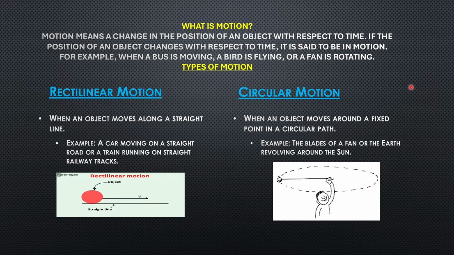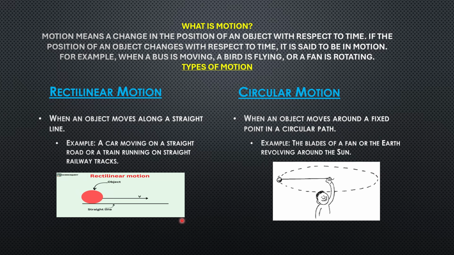Right? Now there are many types of motion. In this chapter we are going to study particular types of motion. First is the rectilinear motion. Rectilinear itself is saying linear motion, meaning when an object moves along a straight path in a linear way. For example, a car moving on a straight road or a train running on a straight railway track. It is a linear direction. Your object is moving in one direction only, so it is said to be in linear motion.